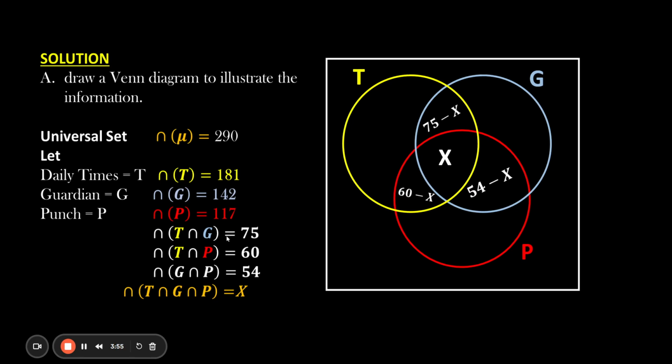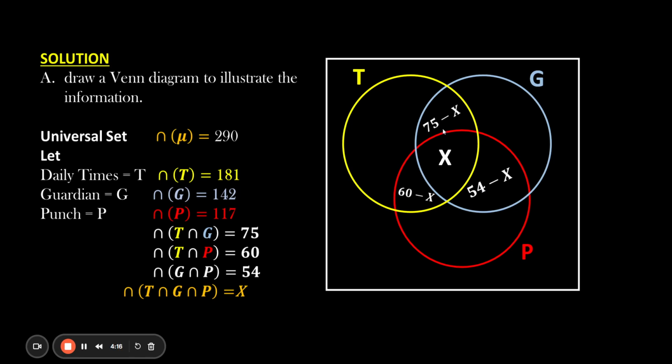Okay. Now, the intersection between Daily Times and Guardian, which is 74, is indicated here. This is Daily Times, this is Guardian, 74. Also, this is Daily Times and this is Punch, which is 60. And also, this is Punch and Guardian, which is 54.